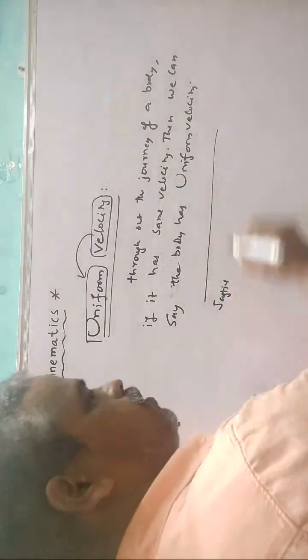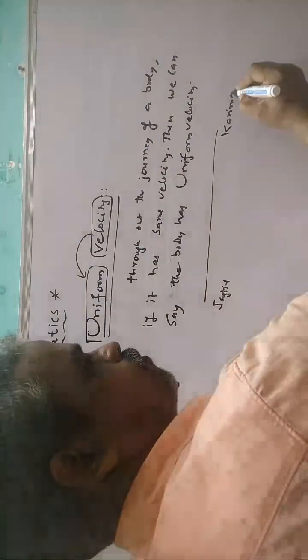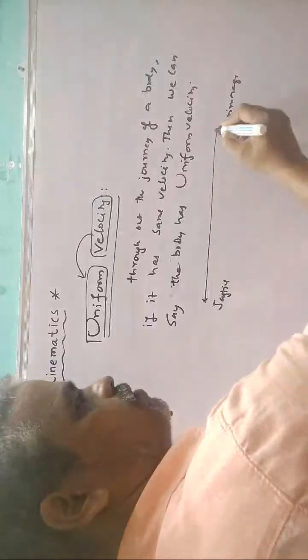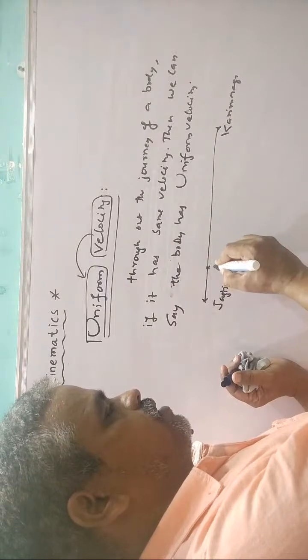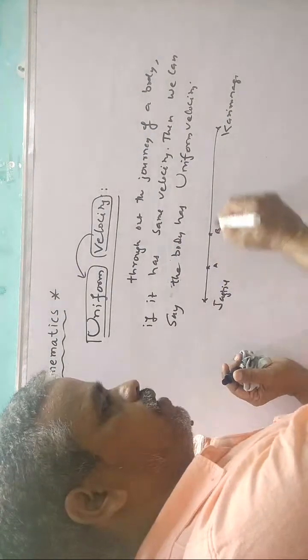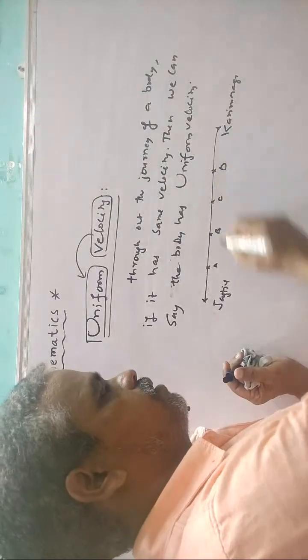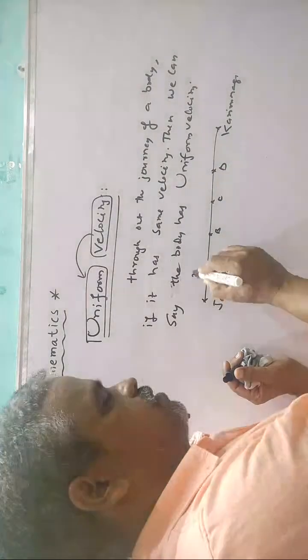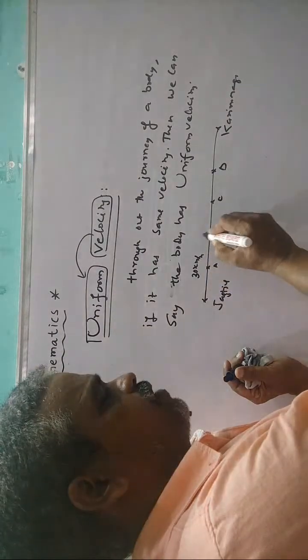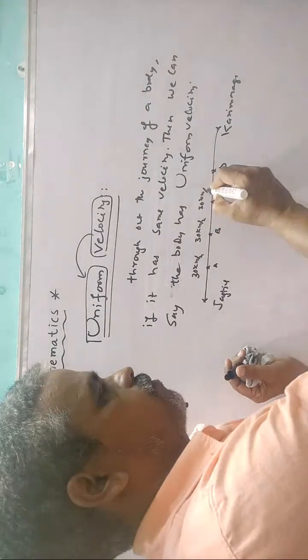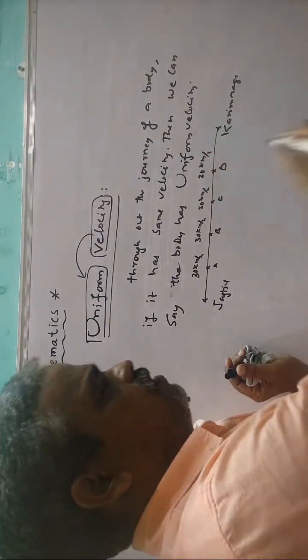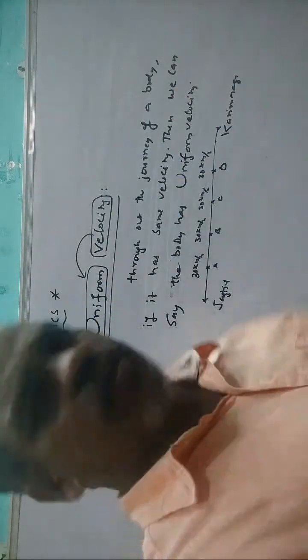Jaityal, Karimnagar. See here, this point is the initial point, this is the final point. So I am checking particular points: point A, point B, point C, point D. For example, here 30 kilometer per hour. It should be 30 kilometer per hour at point D also. If you check it here also, we should get that value only. Then only we can say it is moving with uniform velocity.